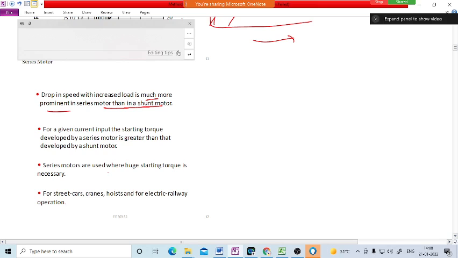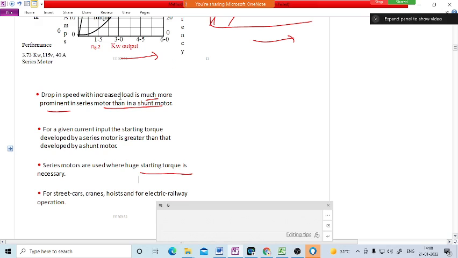Okay, series motors are used where huge starting torque is needed, but the DC shunt motor is for constant torque, constant speed. So for street cars, cranes, hoists and electric railways, we use the DC series motor. Okay, starting and running torques are high.